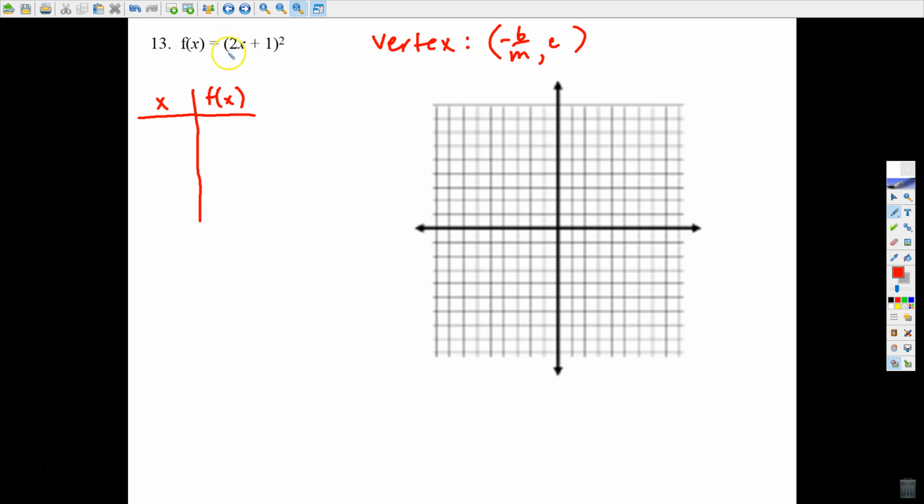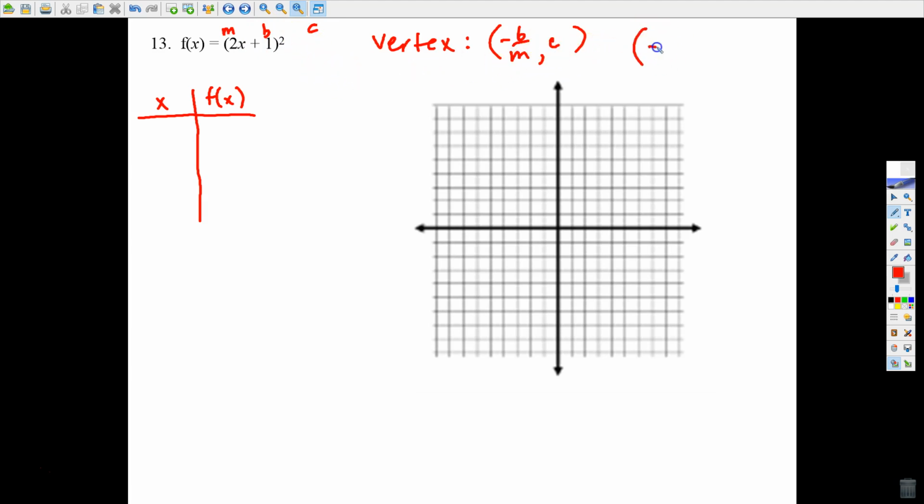Notice the parent always has just a 1 coefficient here. So other than 1 as the coefficient, we can't just treat this as shifting the parent, for example, 1 to the left. It's not quite that simple. But we can use this little formula, and let me just label the parts. M is in front of X, B is this other number in the parentheses, and then C would be out here, either added or subtracted.